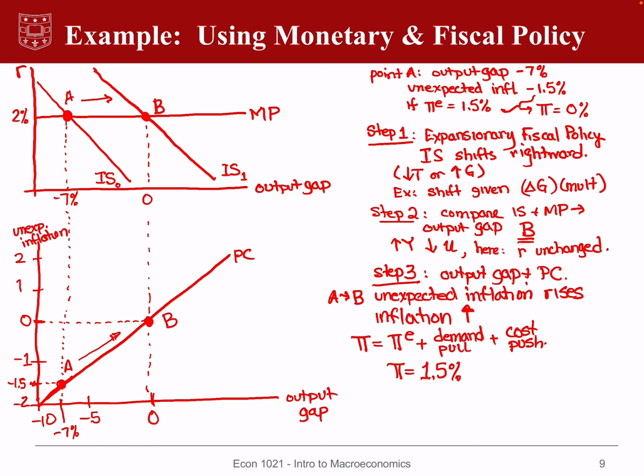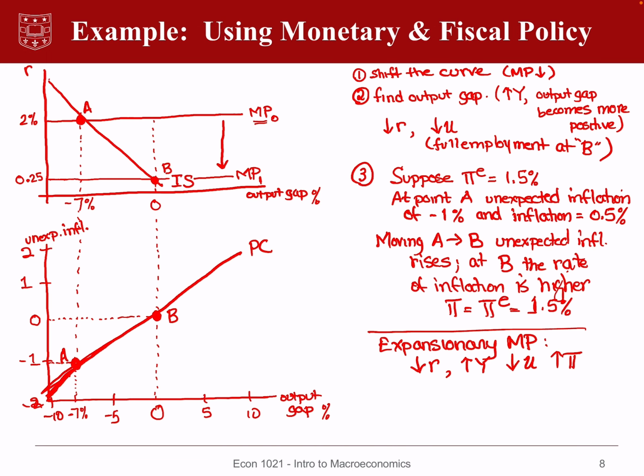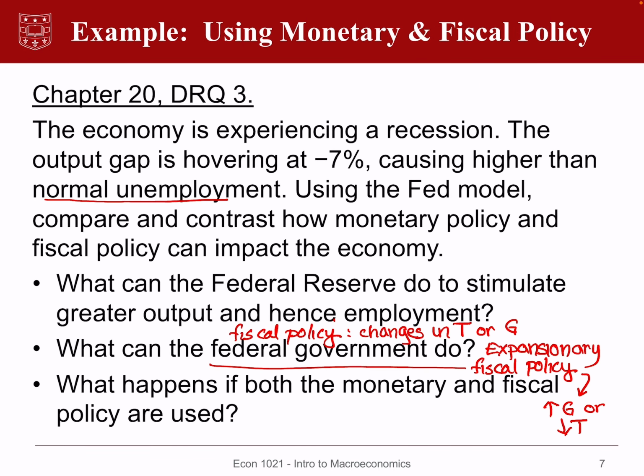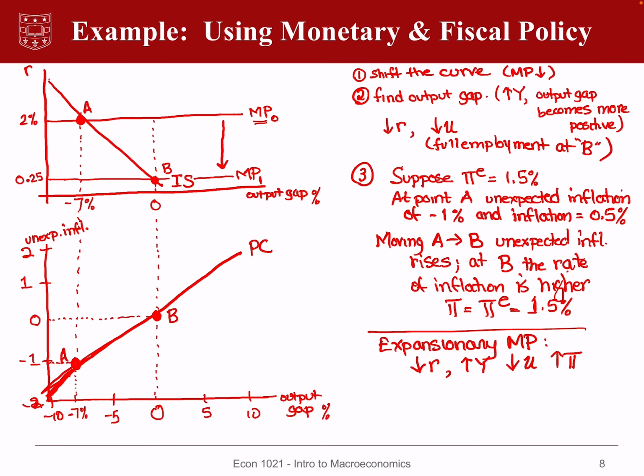So this, again, we can see the effects of expansionary fiscal policy on output, unemployment, the interest rate, and the rate of inflation. And in this particular question, of course, is what happens if both monetary policy and fiscal policy are used. I'll try and get to a blank slate here in a second, but I want to suggest to you why that's an interesting question.